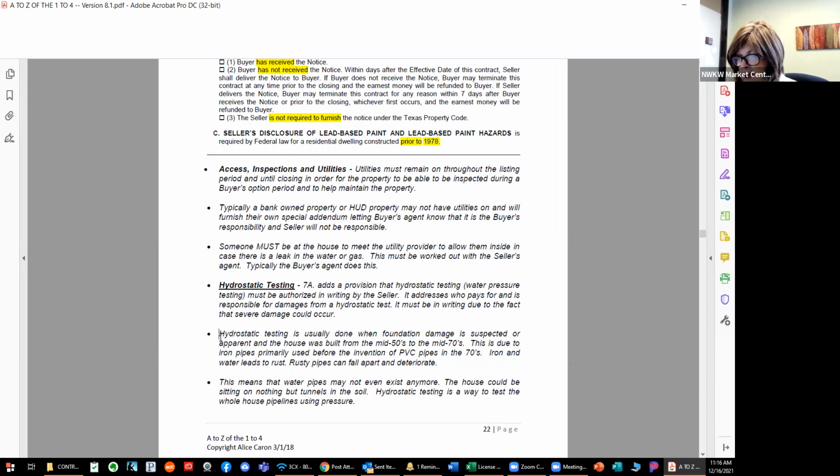So iron and water leads to rust. Rust leads to rusty pipes, and they can fall apart and disintegrate, and basically all the water is going through a hole in the ground. That's why they have no water pressure. The pipe doesn't even exist anymore. So this means that water pipes may not even exist, and the house could be sitting on nothing but tunnels in the dirt. Hydrostatic testing is a way to test the whole house's pipelines using pressure, and that's why there could be some more damage done, and they have to get permission in writing for that.